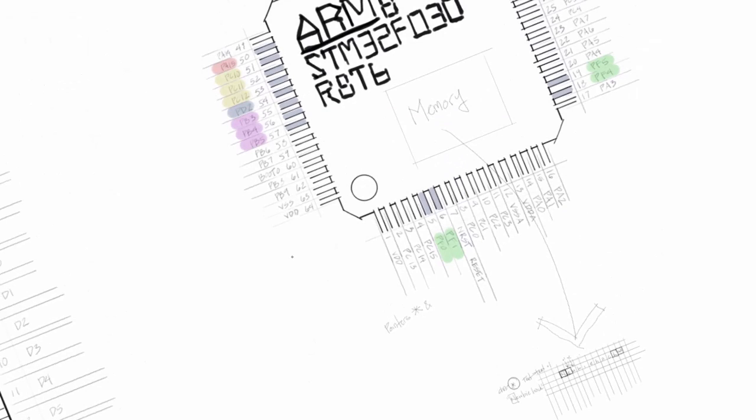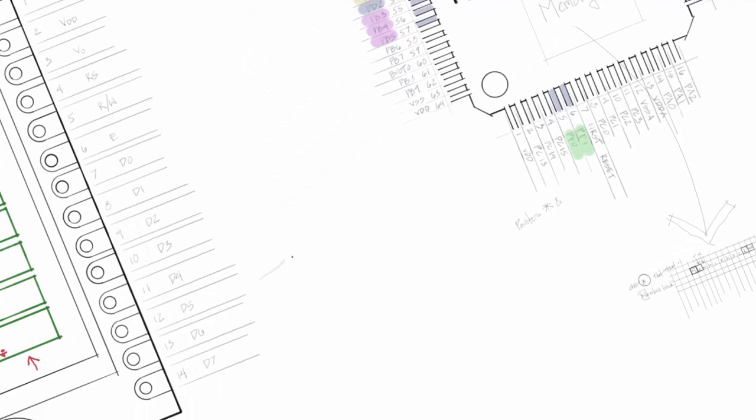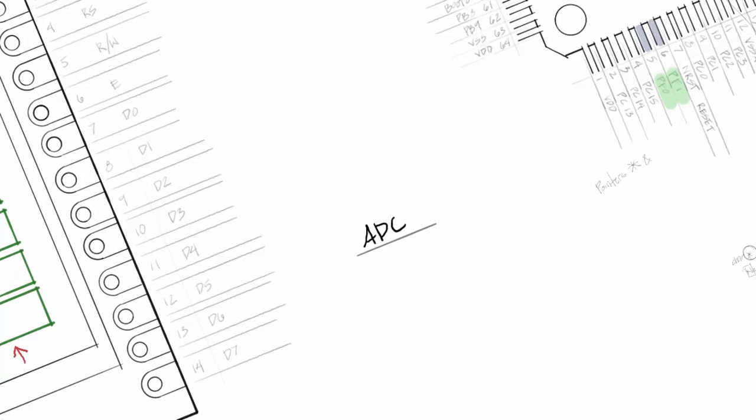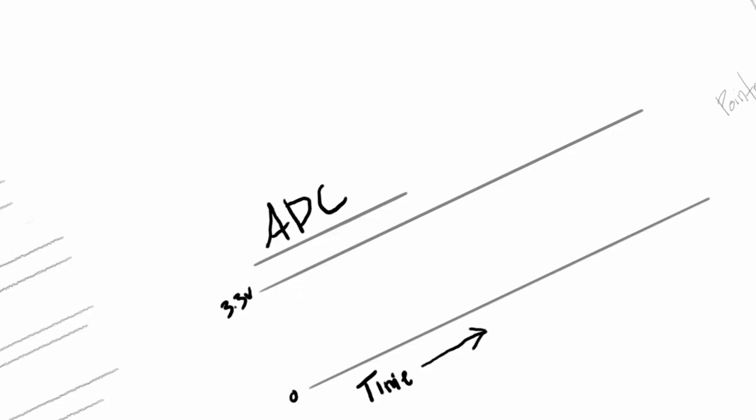Let's talk about analog to digital conversion, or ADC. Analog to digital conversion is where the microcontroller will take an analog signal or an analog voltage, specifically in the form of a waveform over time. So this would be time, and this would be voltage, let's say 0 to 3.3. And you have a device that outputs some kind of voltage over time.